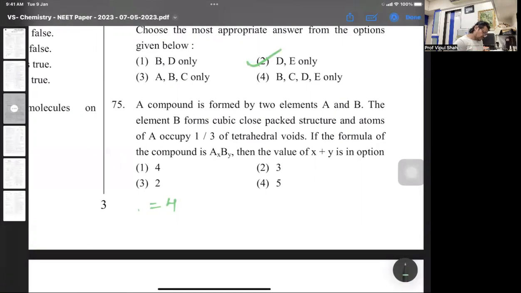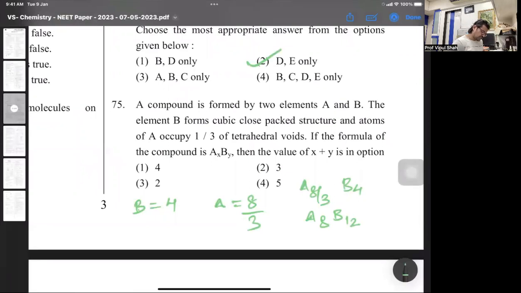B occupies the CCP lattice, so that's the part for B. And then it says A occupies 1/3. Now, B is 4, that's the number of atoms in FCC. Number of octahedral voids is the same as 4. Tetrahedral voids are double, 2 into 4, that's 8. And it occupies 1/3, so A's contribution will be 8 by 3. So you have A 8 by 3 and B 4. So basically A 8, B 12.